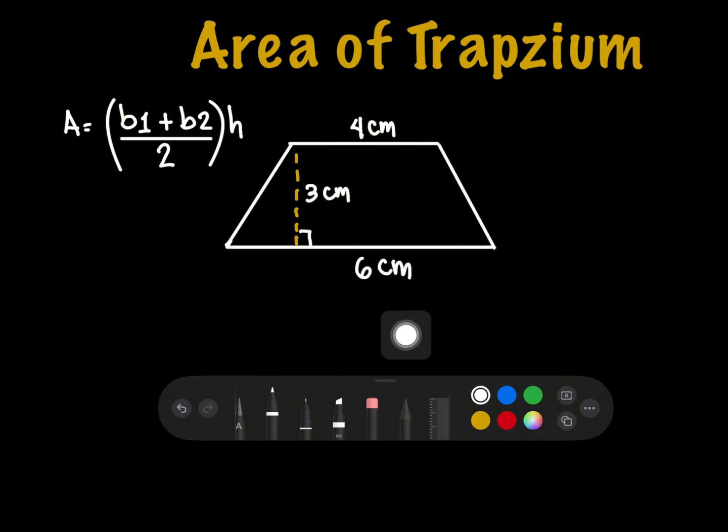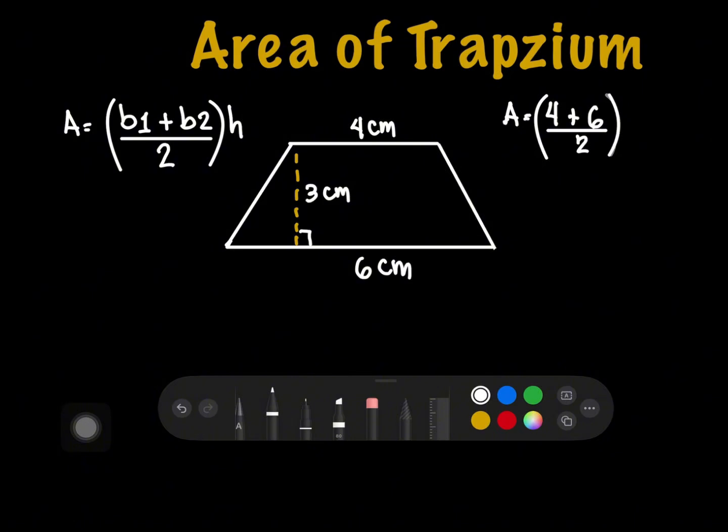So after that, let's substitute the formula with the given numbers. So A is equal to, let's take base 1 is 4 plus base 2 is 6, divided by 2, and the height is 3 cm. And then after that, let's simplify it. 4 plus 6 is equal to 10 over 2 times 3.